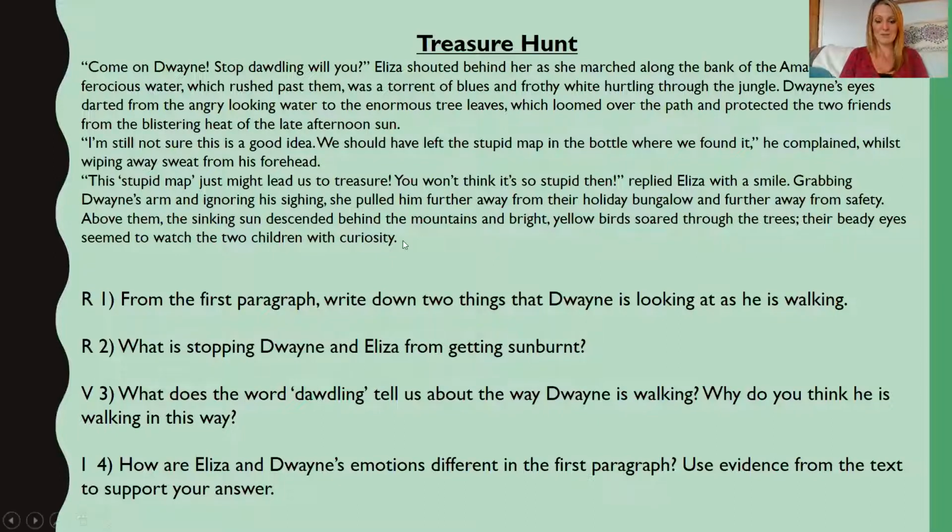Okay, so this is the opening paragraph of the story, Treasure Hunts, and there are four questions. I've labelled each question with an R if it's a retrieval question, V if it's vocabulary, and I for if it's an inference question. Your retrieval questions are the ones where the answer should be straight in the text. You're just trying to pick out that information and find it in the text. They're the questions that probably take us the least amount of time to answer, although we do need to do that skimming and scanning to find the right section of the text.